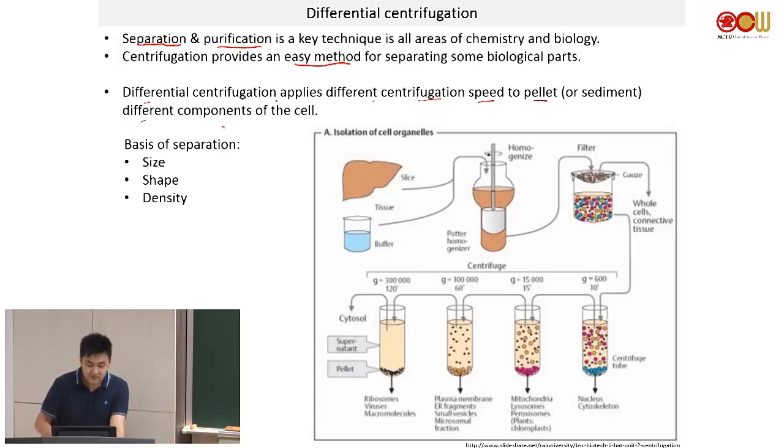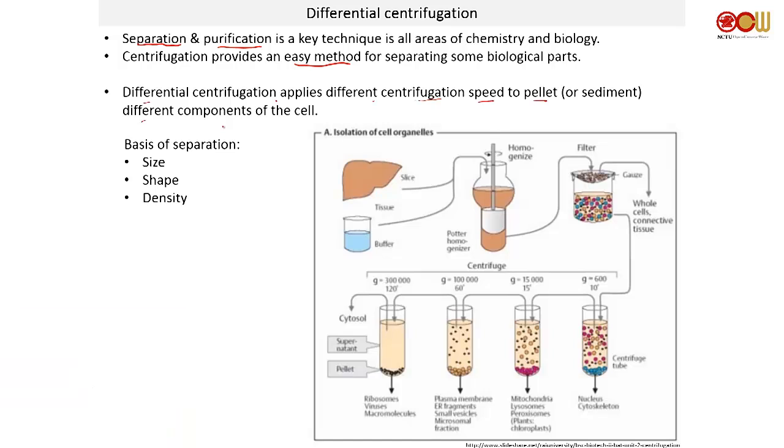Okay, so let's take a look at this particular chart right here. The label says isolation of cell organelles. Let's say I want to study a protein that's found in the mitochondria of a cell that's in your liver.